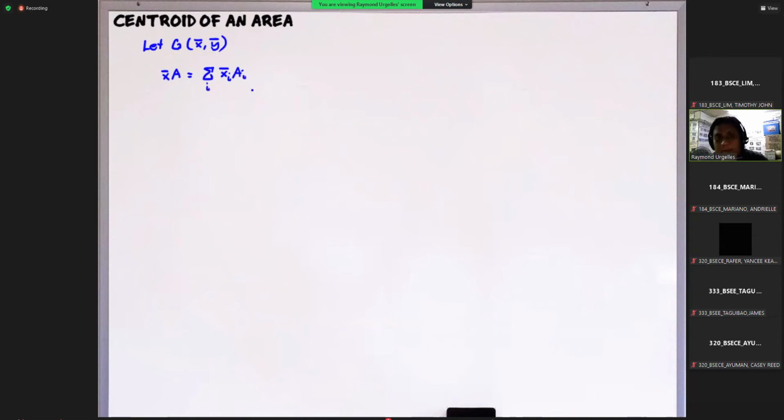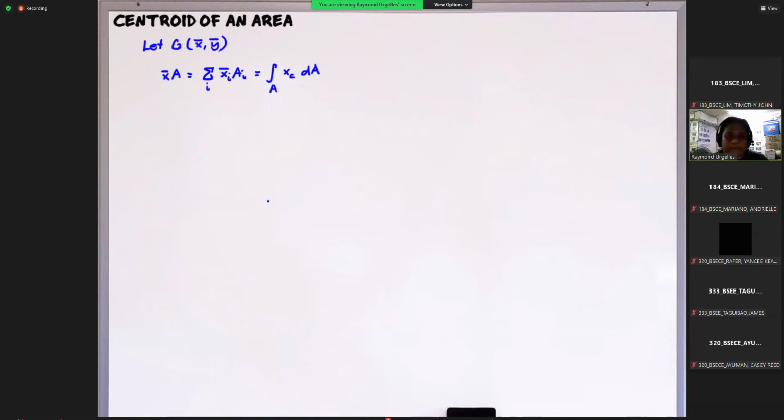Nakuha ba? So or if we make the area infinitesimal, or very small, then we can write this as the integral of X. Tawagin natin to as X sub C, ito yung centroid ng infinitesimal area natin multiplied by the differential area. So this is over the whole area natin.